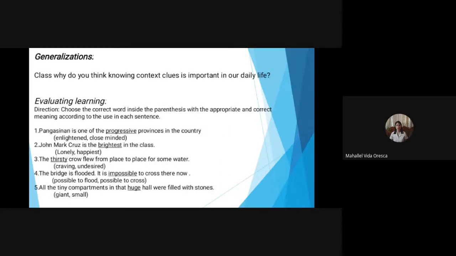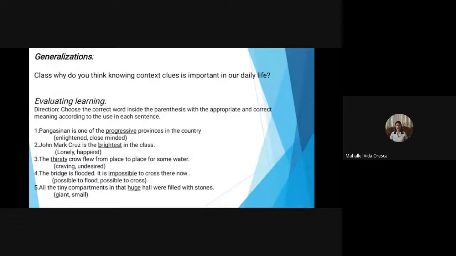Now, class, let me ask you, why do you think knowing context clues is important in our daily life? Yes, very good. Because their comprehension and effective usage leads to academic success. And for evaluation, direction. Choose the correct word inside the parentheses which has the appropriate and correct meaning according to the use in each sentence.